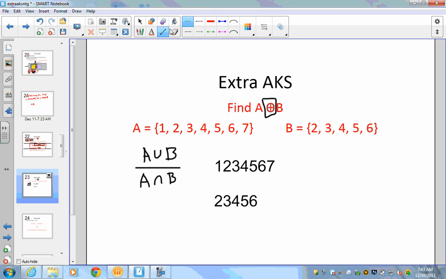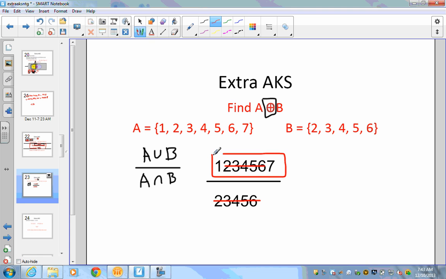So what I'm going to do is I'm going to make this into a fraction, like so. All right, so I'm just now going to cross out everything that is shared. All right, 2, 3, 4, 5, 6. All right, all that gets canceled out. So everything that's left on top is going to be my answer. So that means my answer is going to be 1 and 7. Pretty simple. Moving on.